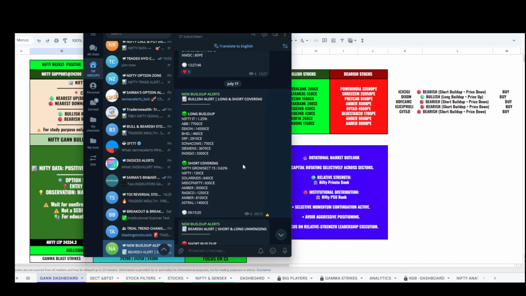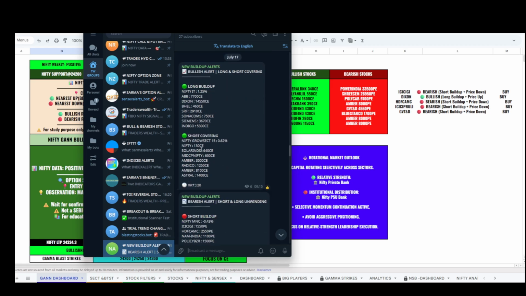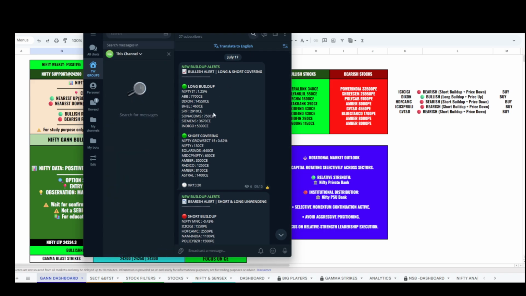See, by 9:15 itself, we got it. You can see the time. Nifty IT sector was bullish. All stocks are given over here. Bullish stocks are given here. So these stocks, for example, Federal Bank. Federal Bank has come so early. Then at the time it comes, you can also take Federal.